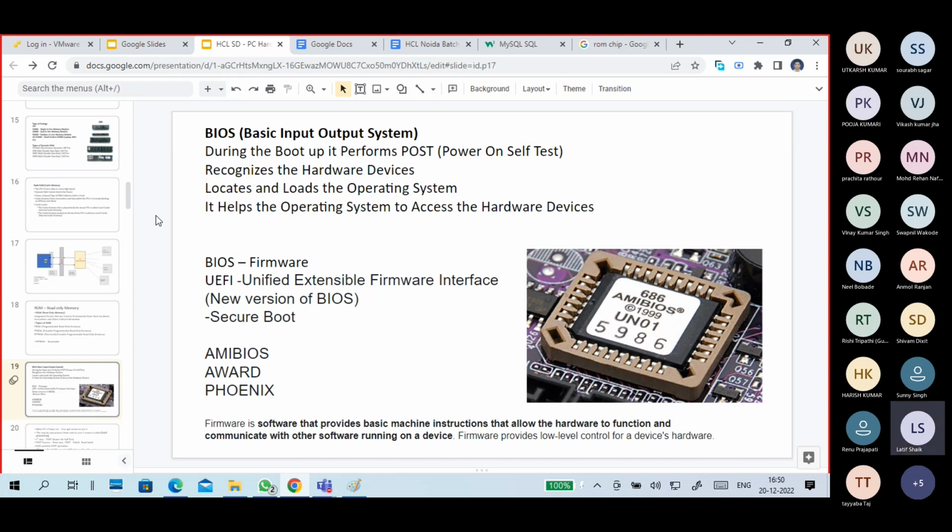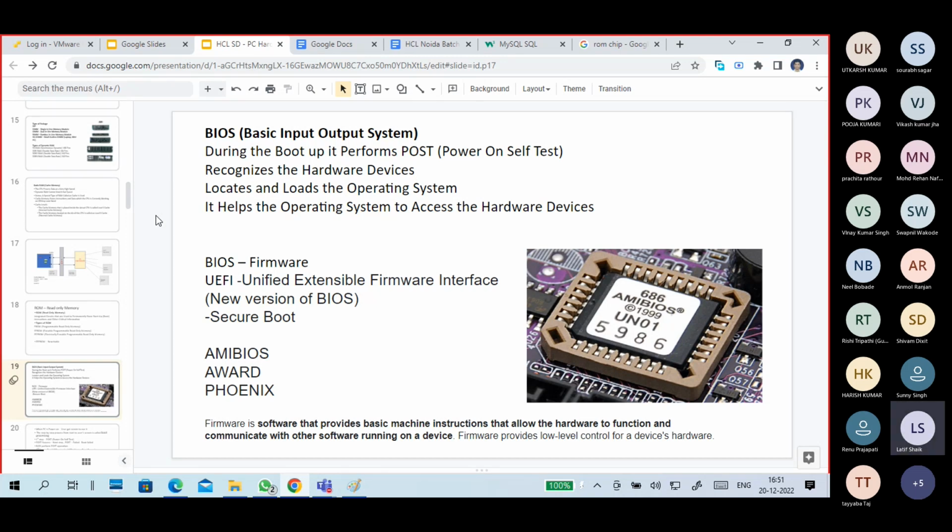During the boot, whenever you start your PC, it receives power. When you press the power button, the power is distributed to your system. The system tests itself to check whether all the connected components are working or not. That is called POST, power on self-test. Who performs this POST? BIOS only.